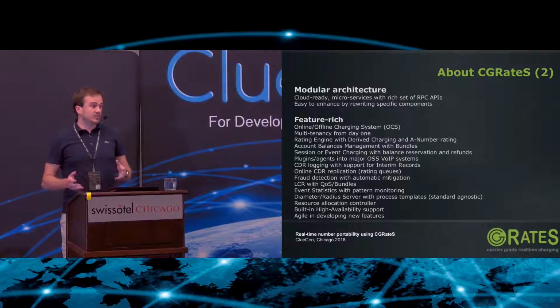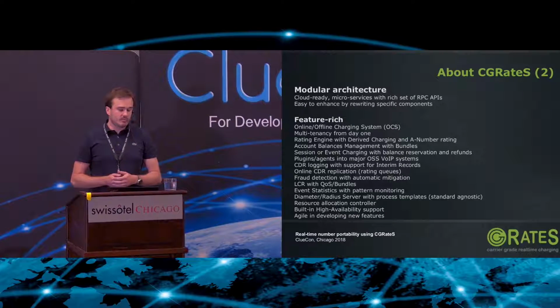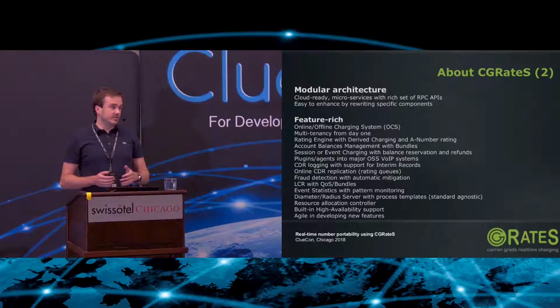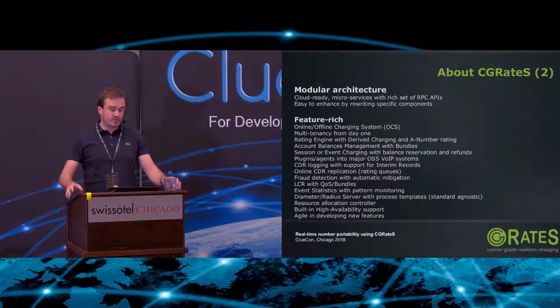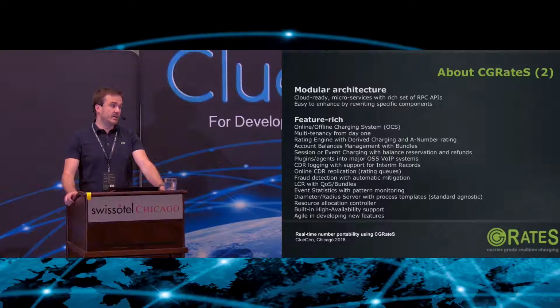So for example, if you want to replace one of our components with your own, you just need to support the same APIs as the old one, so you don't even need to write Go code if you want to have a particular component removed.